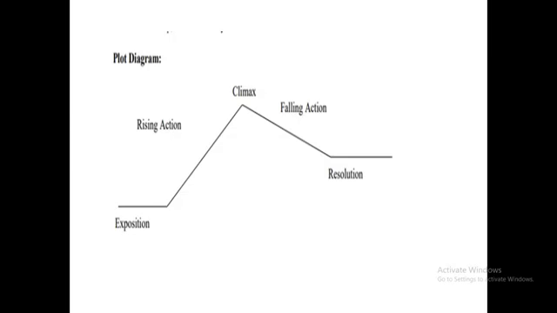Now here is a plot diagram. First of all, we'll see the exposition as we have discussed. Second, you can see in the diagram very clearly rising action, then climax, then falling action, and then resolution. This is the diagram which will help you.